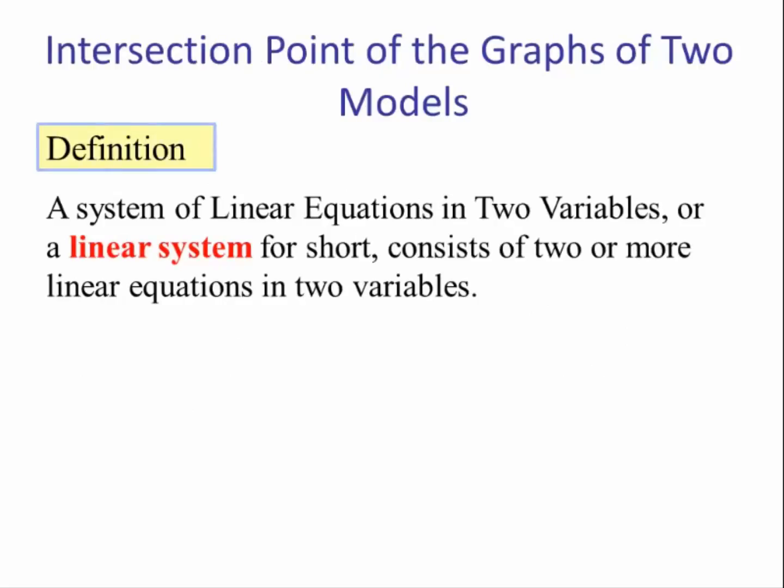Intersection point of the graphs of two models. Definition. A system of linear equations in two variables, or a linear system for short, consists of two or more linear equations in two variables, normally x and y.